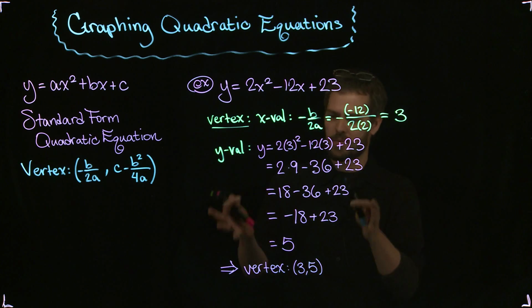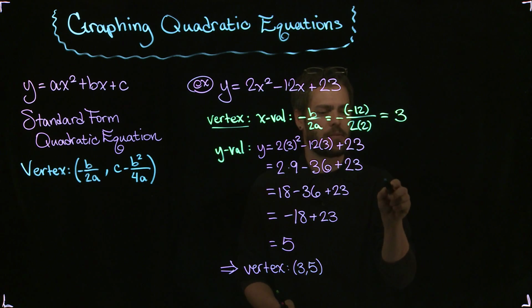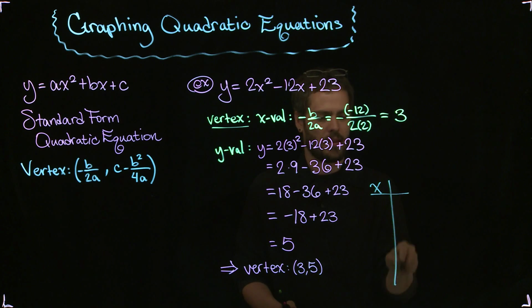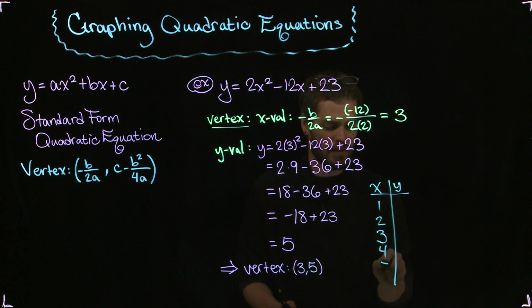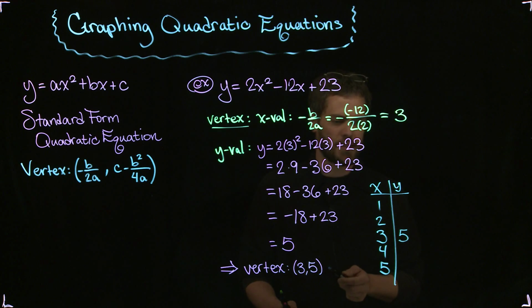I'm going to try to find space for all this. I obviously took up way too much space. Here's my little baby table. X, Y, and in the central spot I'll put 3 for the vertex, and maybe we'll go 2, 1, 4, 5 on the other side. So I'm sticking the vertex right in the middle. I already know this is 5. And for the other values, I just have to plug them in.